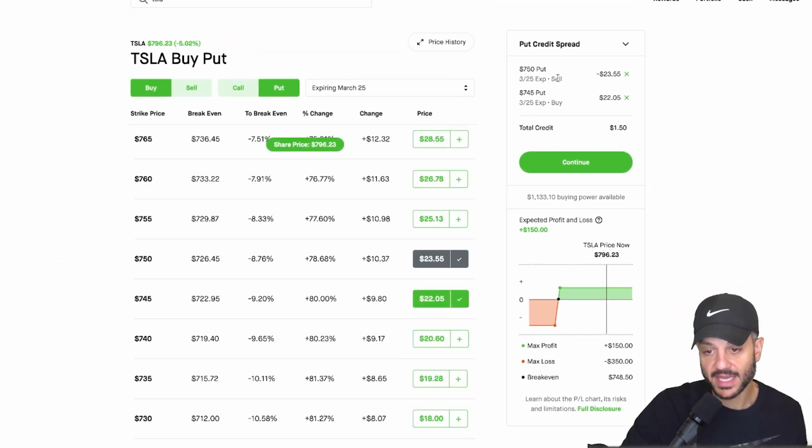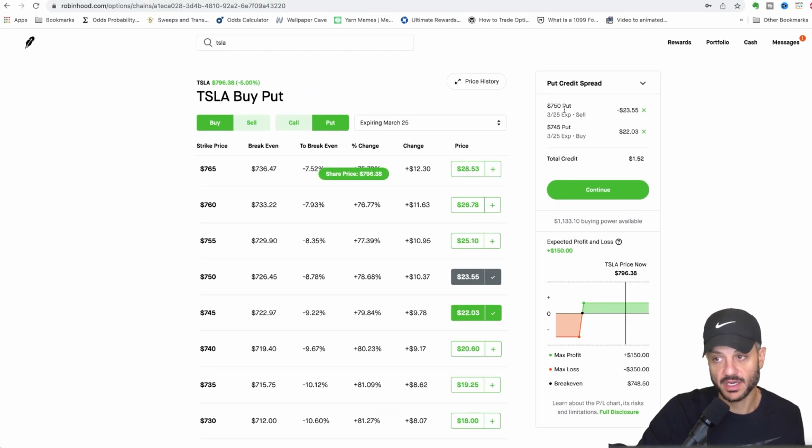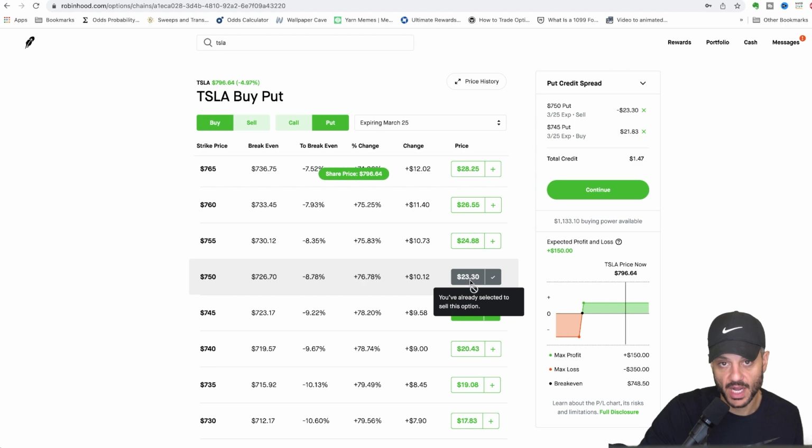Now, the max value that any spread can be is $5, right? So between 750 and 745 is $5. That's the max value that any spread can be, or $500 per contract. That's what makes this really good for small accounts, because if you were to try and buy one option on Tesla, you're paying over $2,300 here, right?